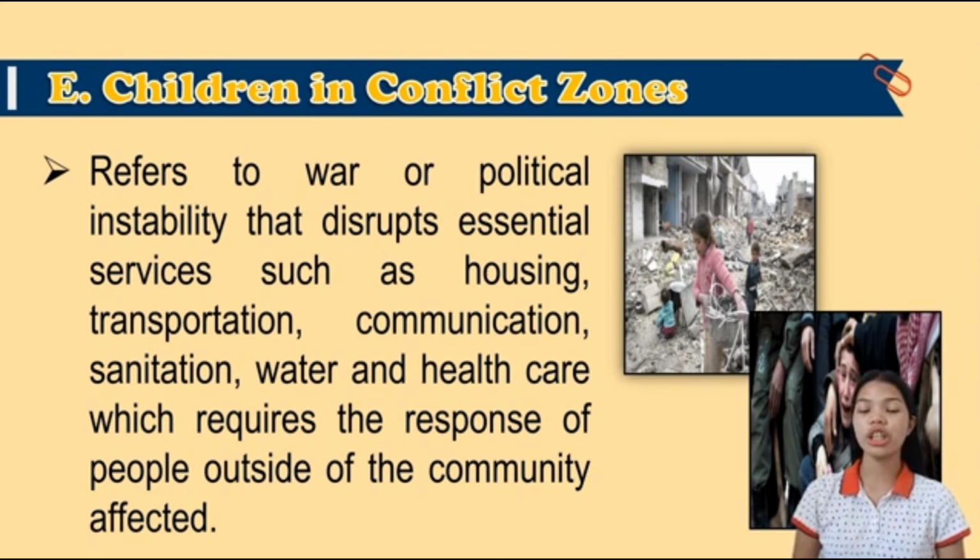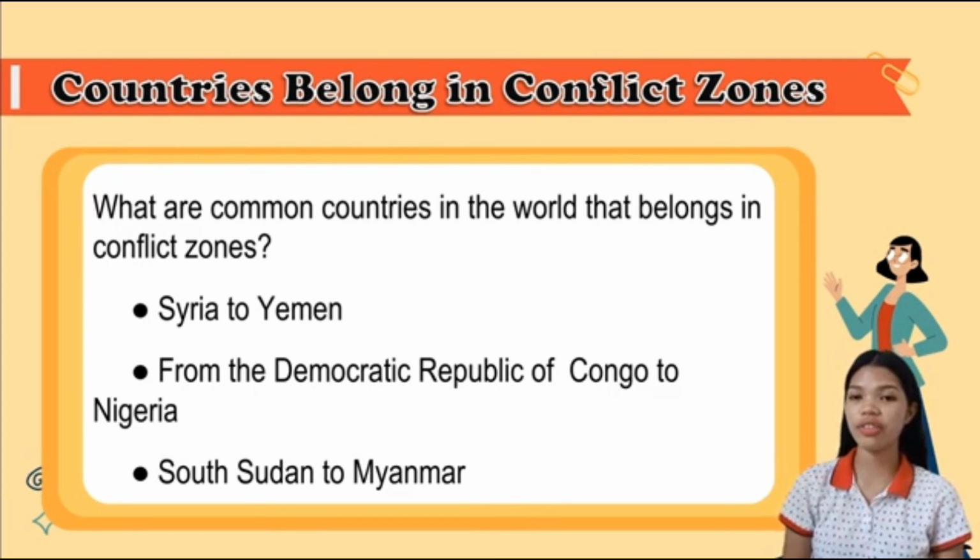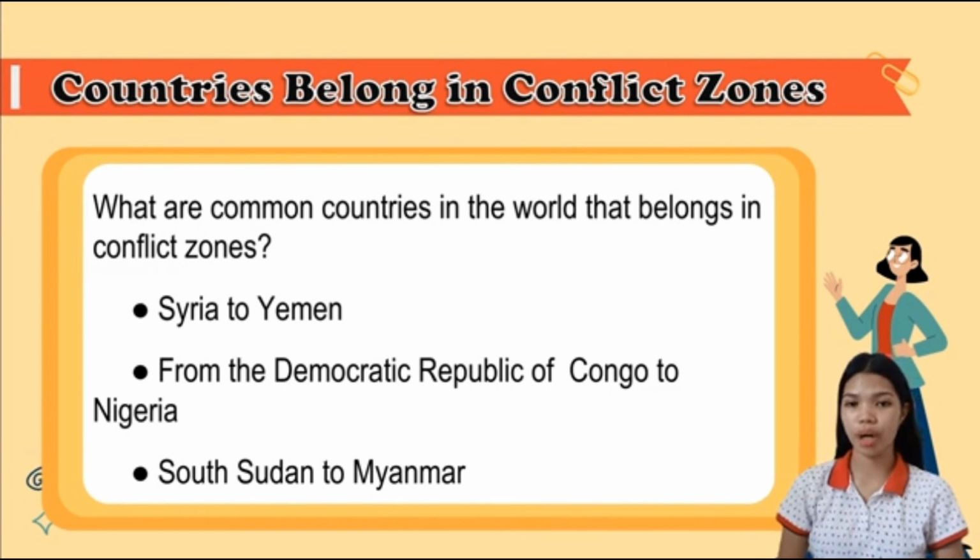My topic is all about children in conflict zones. So what are children in conflict zones? It refers to war or political instability that disrupts essential services such as housing, transportation, communication, sanitation, water, and healthcare, which requires the response of people outside of the affected community. What are common countries in the world that belong to conflict zones? These are Syria, Yemen, the Democratic Republic of Congo, Nigeria, South Sudan, and Myanmar. These countries are committing atrocities with near total impunity, and it's only getting worse.